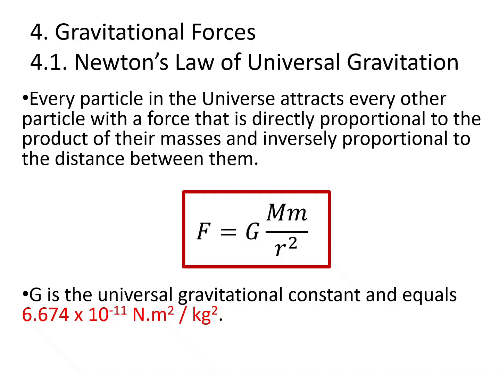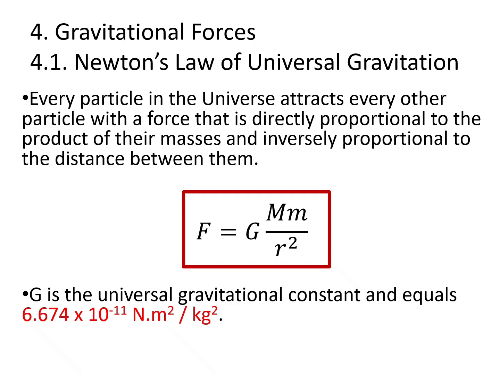Here, F is the gravitational force between the two objects. Capital M and lowercase m represent the two masses. The symbol r is the distance between the centers of the two masses. And G is the universal gravitational constant. The value of G is 6.674 times 10 to the power negative 11 newton meters squared per kilogram squared. This is a very small number, and that is why the gravitational force between everyday objects is usually extremely small.